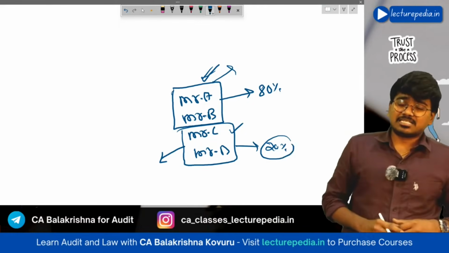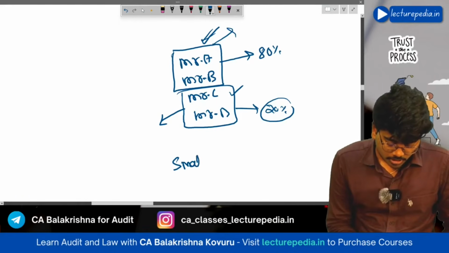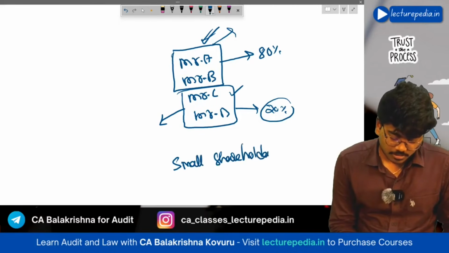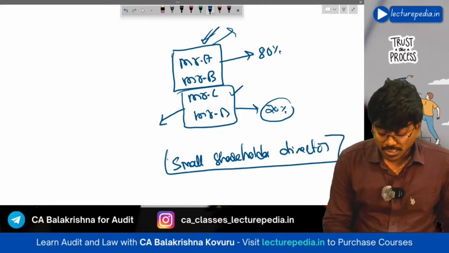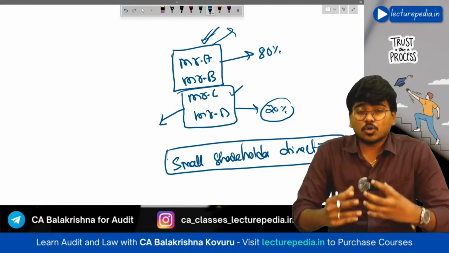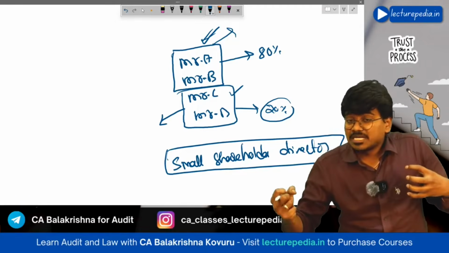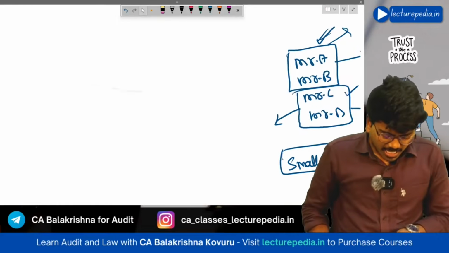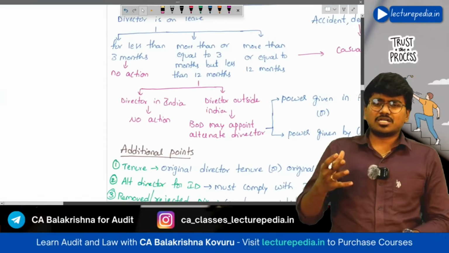To deal with this type of situation, the concept of small shareholder director has been introduced. Now, to represent small shareholders in the company, a director can be appointed by these small shareholders. However, this concept of small shareholder director is not mandatory.